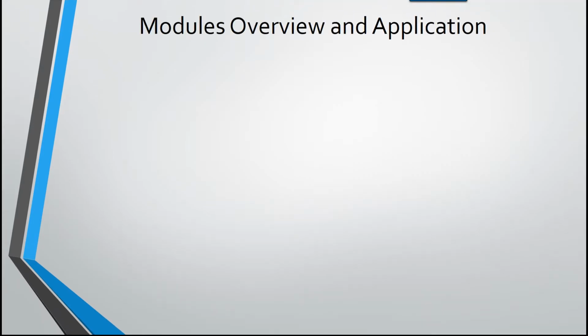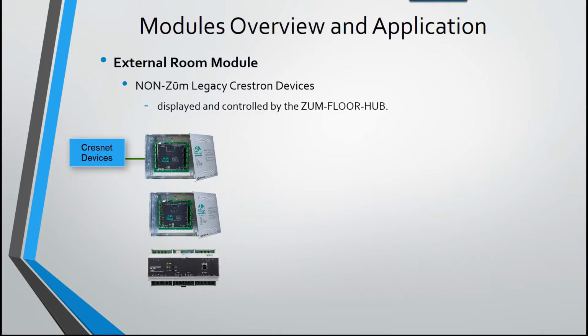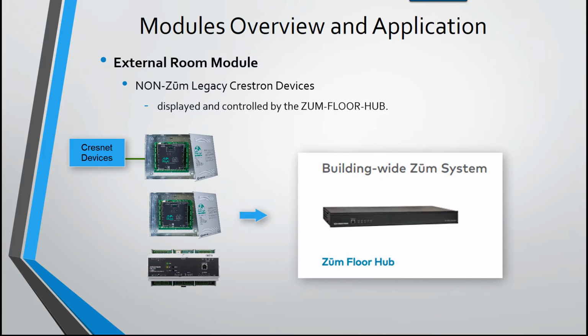Depending on your application, you will need to use one of two available modules. The first is the external room module. It allows a fast and easy way to display and control non-Zoom legacy Crestron devices through the Zoom Floor Hub. With it, you can have any control system report information to the Zoom Floor Hub and show up as a Zoom space. In turn, the Zoom Floor Hub will also be able to send back signals to trigger events.